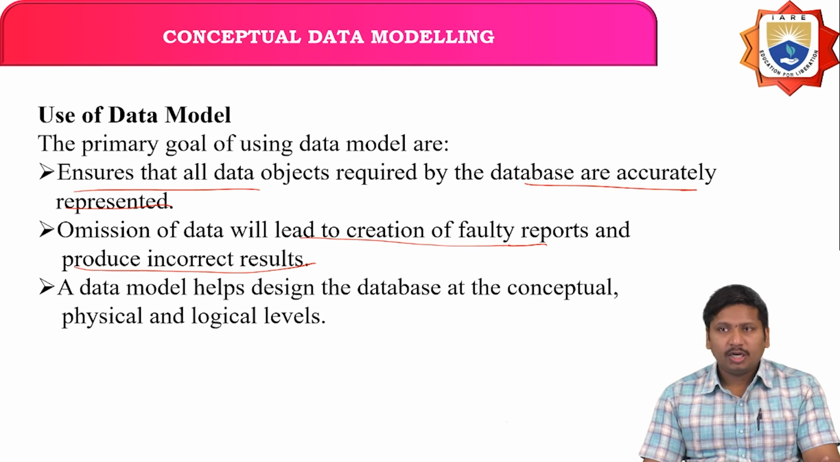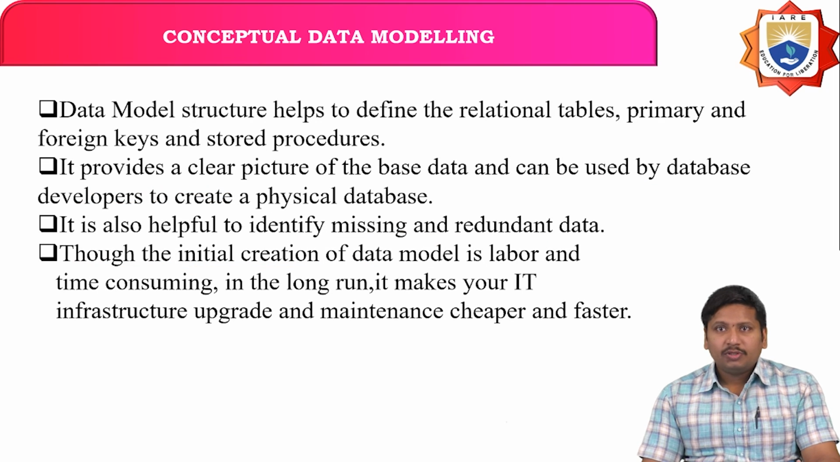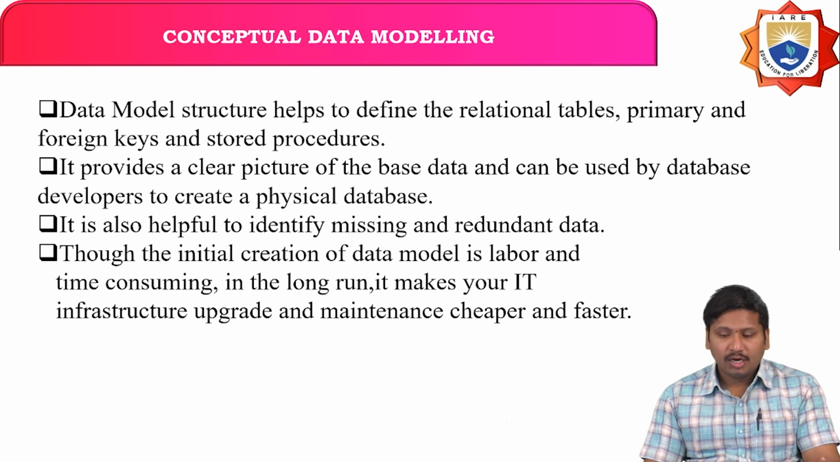And the uses of the data model are that it ensures all the data objects required for the database are accurately represented or not, and omissions of data that cause faulty reports and incorrect results. Producing incorrect results is going to be eliminated by making use of this model. It also helps in designing the database at the conceptual, physical and logical level, right? It also helps in defining the relation between the tables by making use of primary keys, secondary keys and stored procedures. It also provides a clear picture of the data, and is helpful in identifying missing and redundant data.